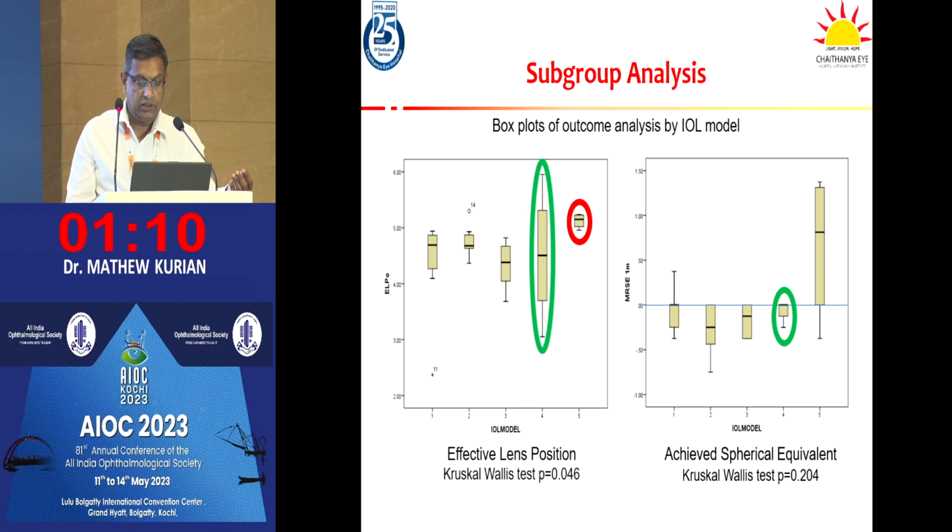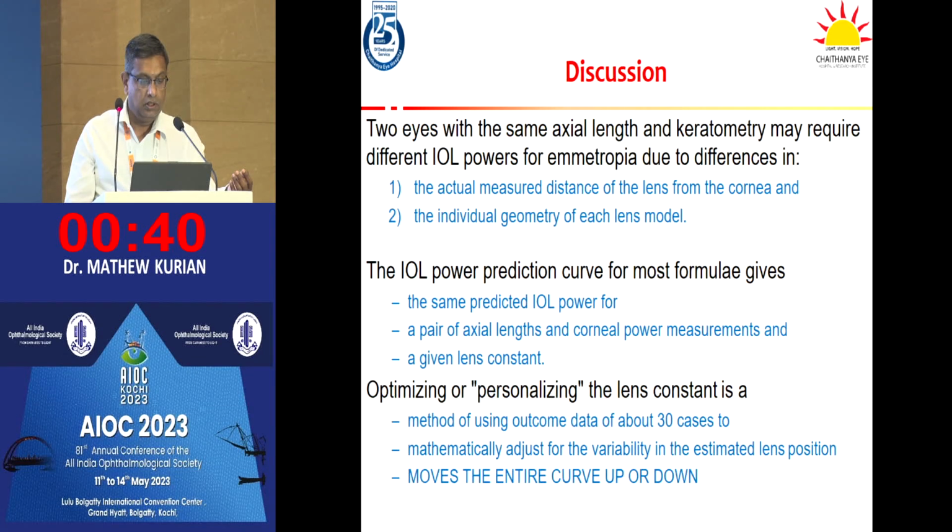And when we look at the achieved spherical equivalent, we find that the lens with the highest variability or adaptability towards the geometry of the eye was the one with the best refractive correction. Plano spread is only 0.25 or less, whereas the one which is the most fixed in terms of geometry had the greatest variation in the spherical equivalent refraction.